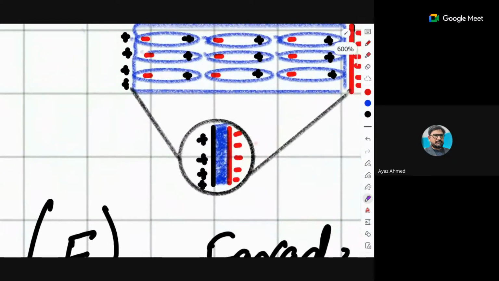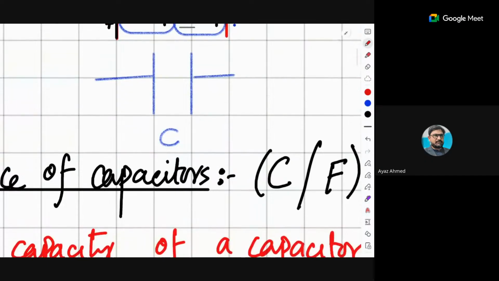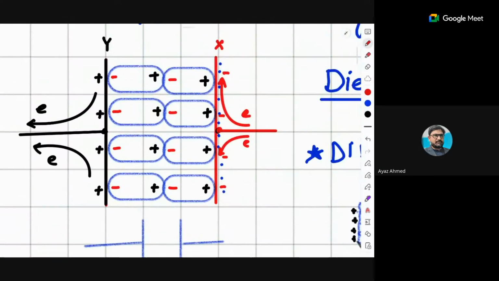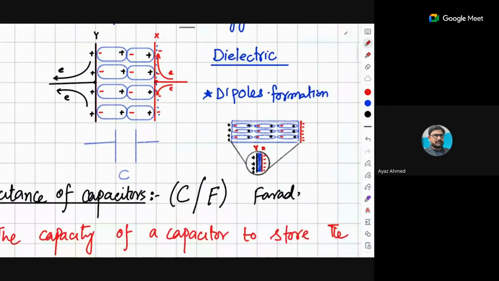In this, the red plate is your plate X, this black one is your plate Y, and the blue material inside is just like my blue paper or something like that, which is an insulator. This insulator will have dipoles inside, and all those dipoles will frame themselves in this way, and in this situation your capacitor gets charged. Actually, I will talk about the capacitance of the capacitor with the dielectric and without the dielectric. So I'm moving towards that.